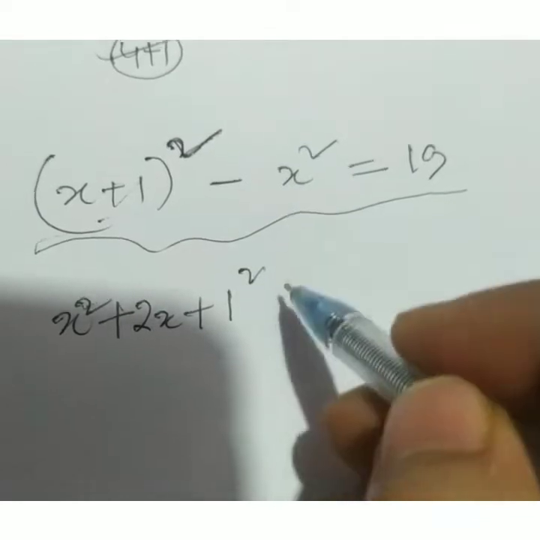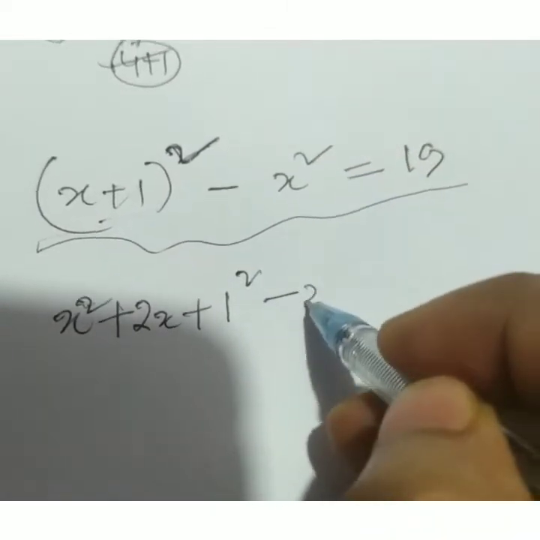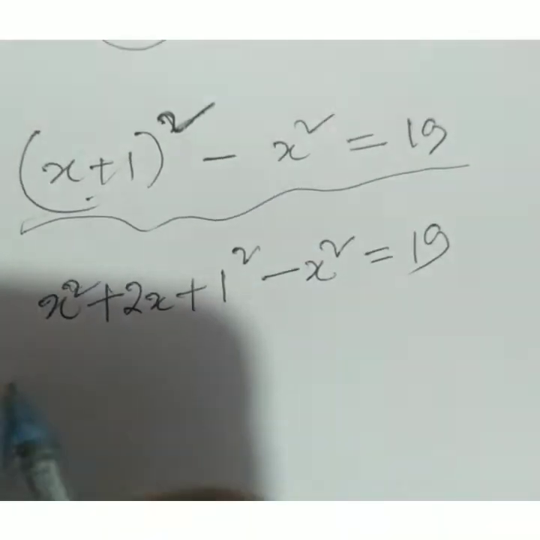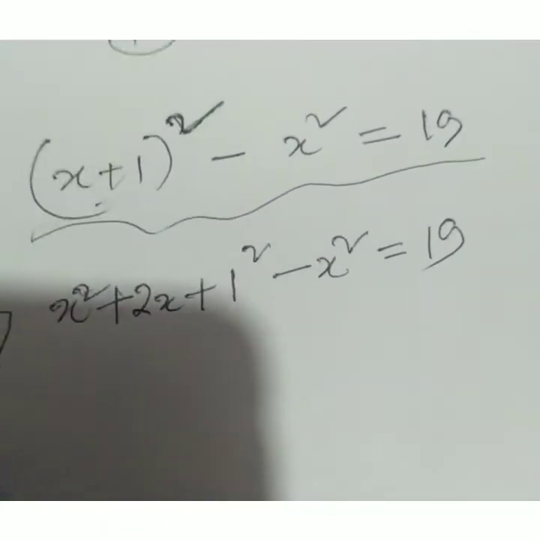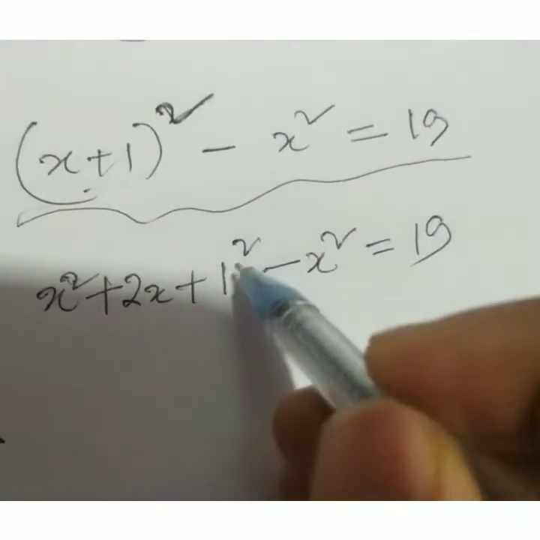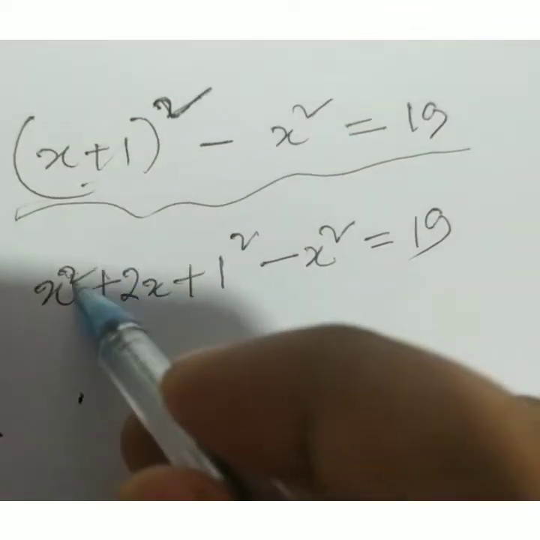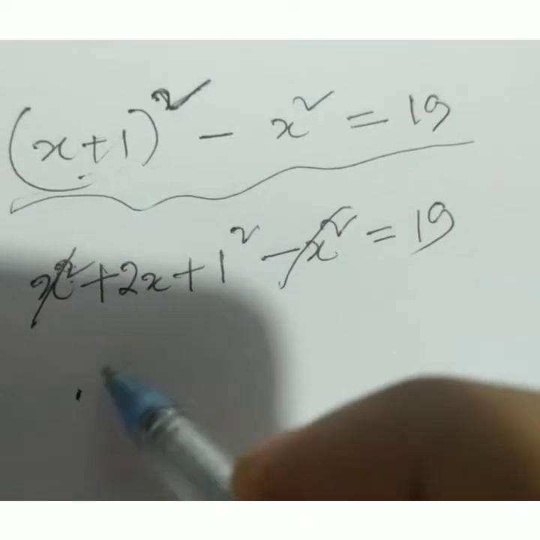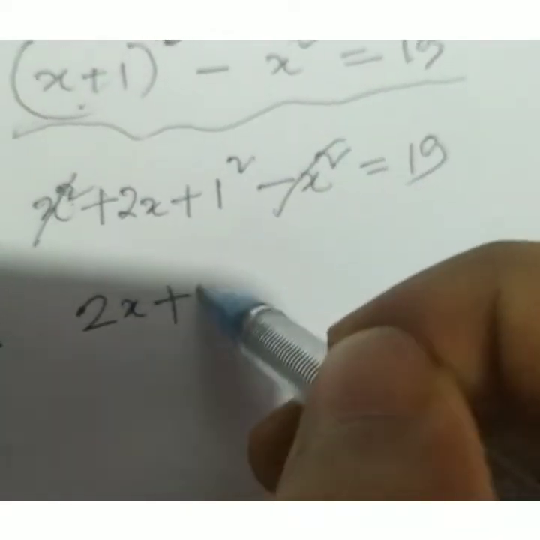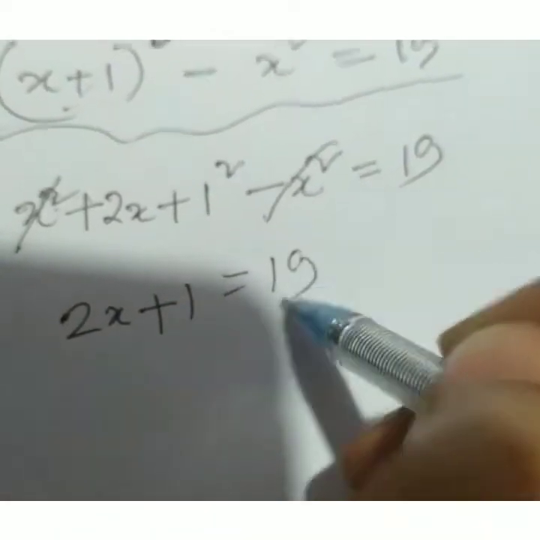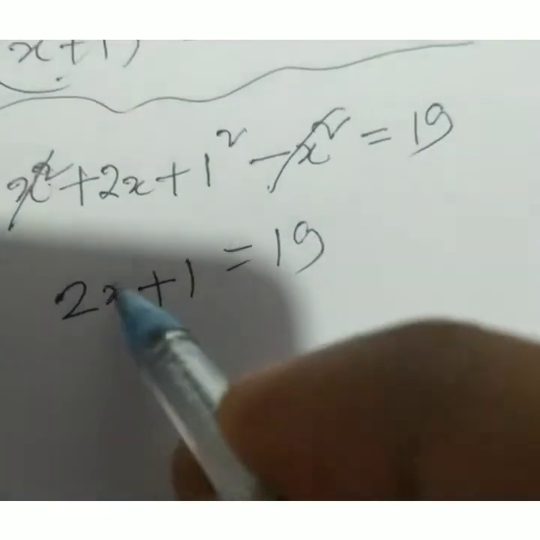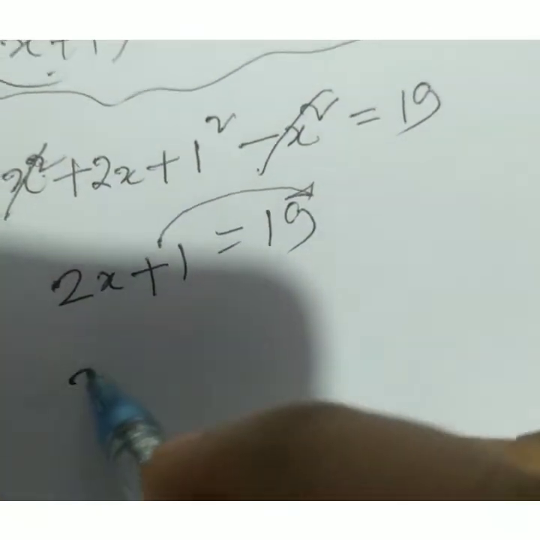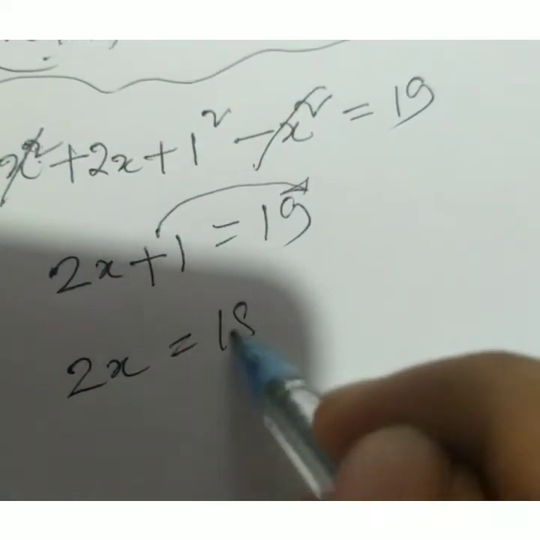Okay, minus x square equals to 19. So we can write x square plus 2x plus 1. So x square is over here, minus x square is over here, so we can just cancel this out. Now we can write 2x plus 1 equals to 19. So now if I transfer 1 to the right side, we can write 2x equals to 18.